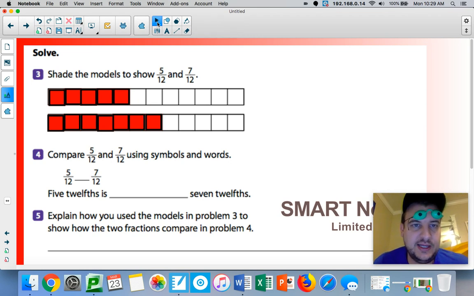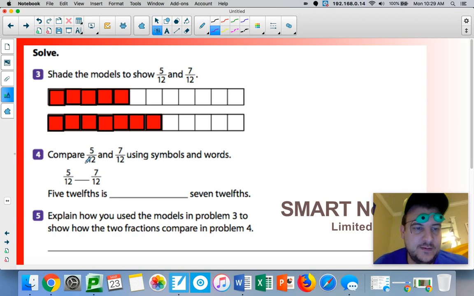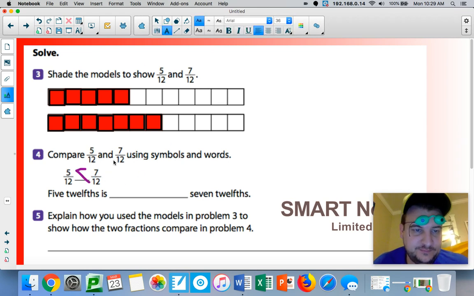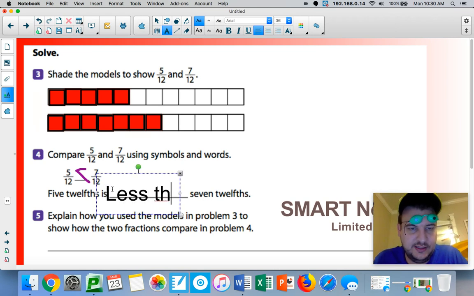Where's my pen at? Five twelfths is less than 7/12. Oops, sorry, said it backwards. 5/12 is less than 7/12.